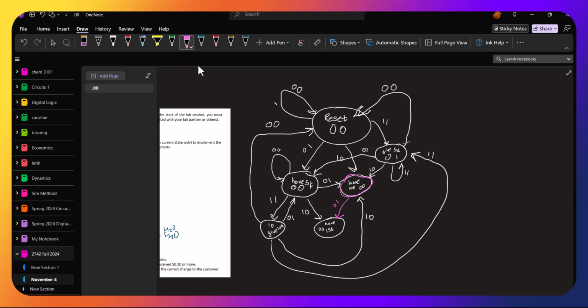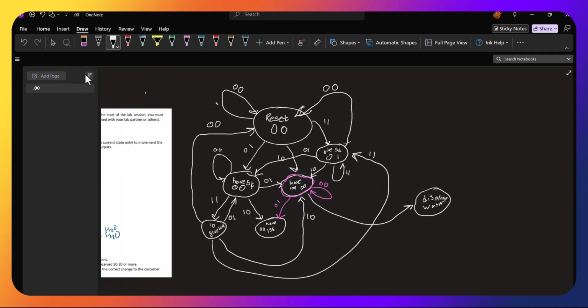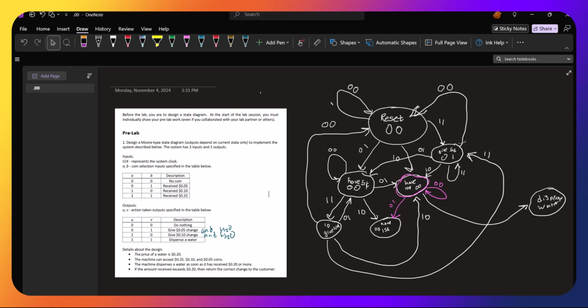Did I say what to do with 0, 0? I didn't. You always have to go through all of your possibilities. So if you do nothing, you stay where you are. If you have 10 cents and you put in 10 more cents, what do you have? You have exactly 20 cents, which means you dispense water, but you don't give any change. And dispensing water with no change is 1, 1.